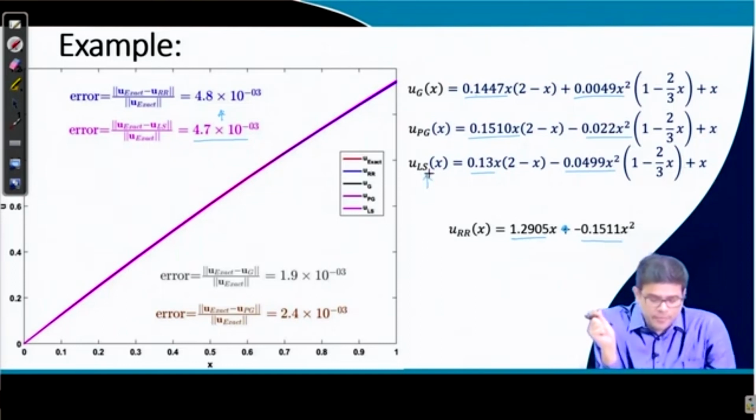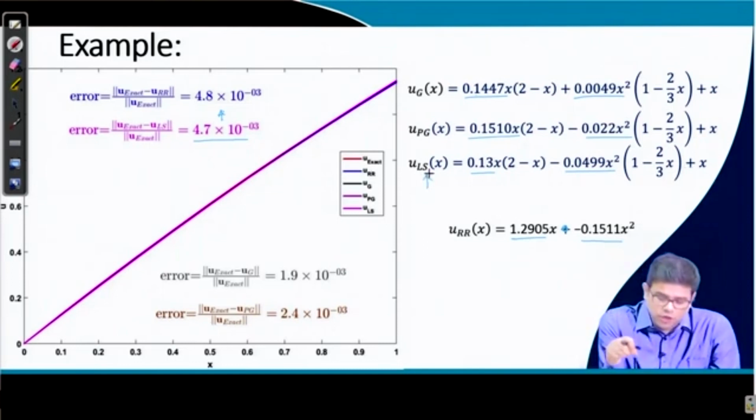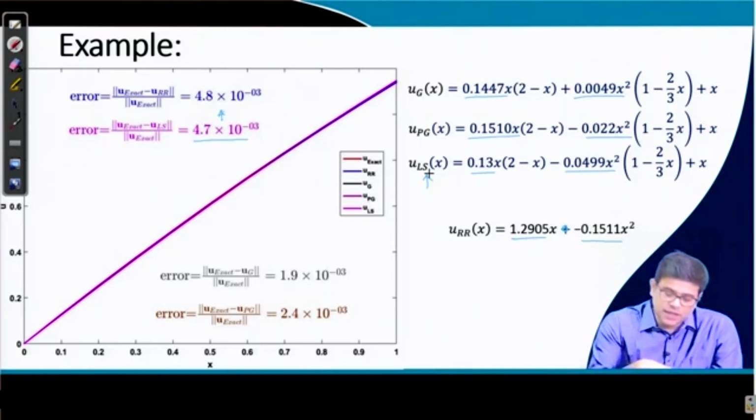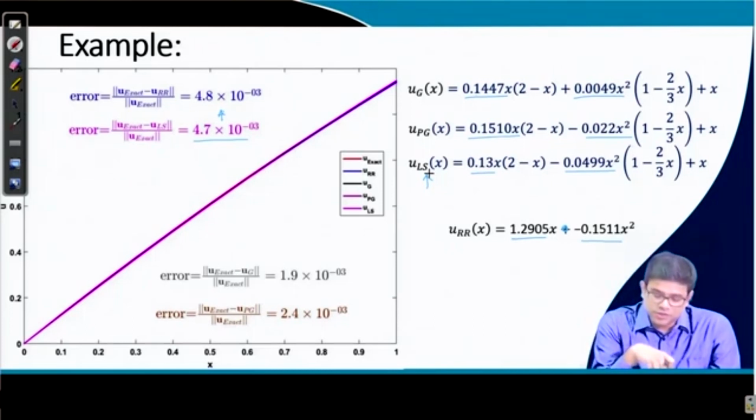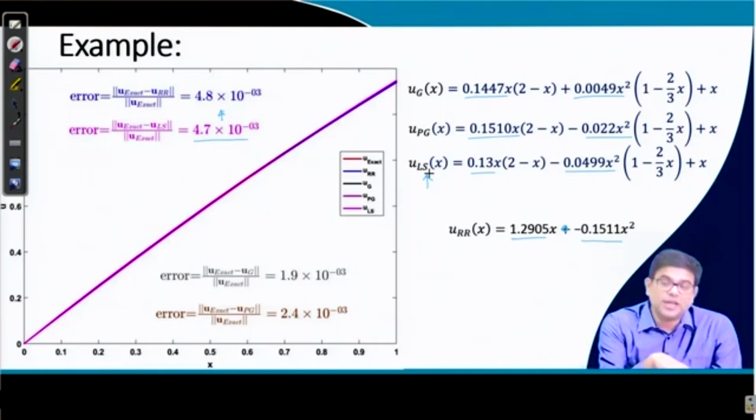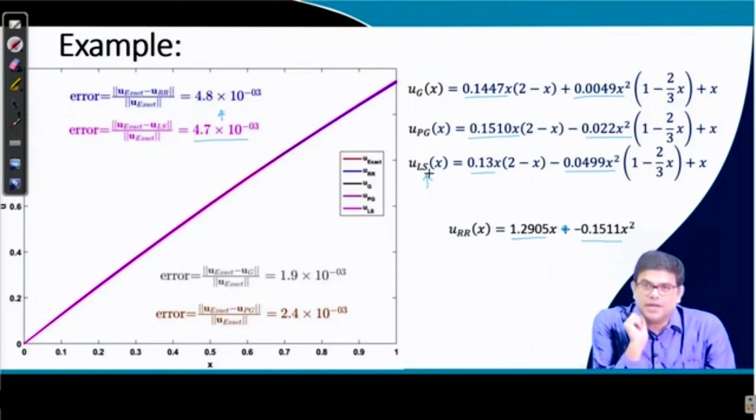Now here, if you look carefully, we'll see that these errors, even though the solution is not visibly much different, but the least square solution is a cubic polynomial, and this has a higher order polynomial compared to the Rayleigh-Rinz method. So the error is very similar to the Rayleigh-Rinz method.